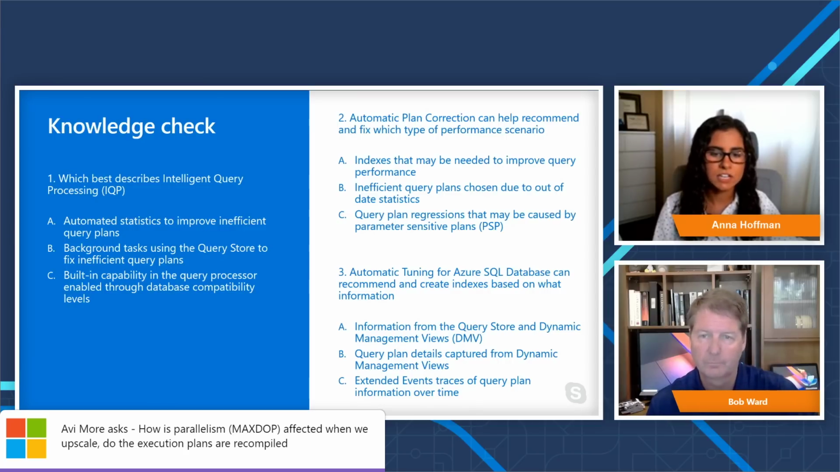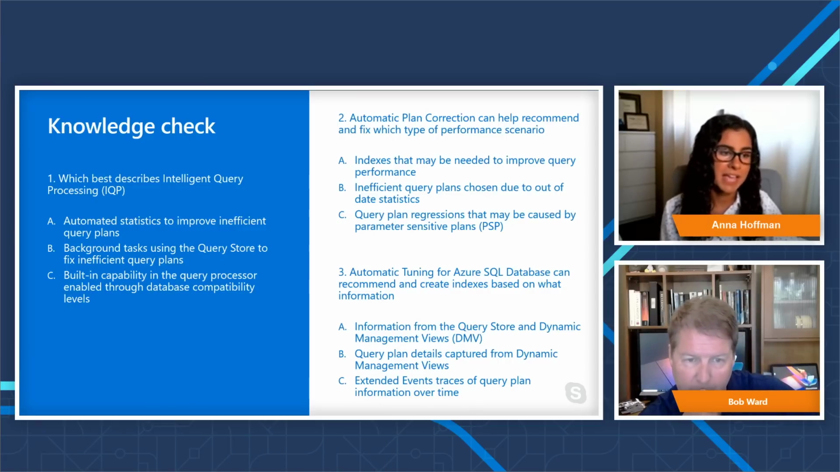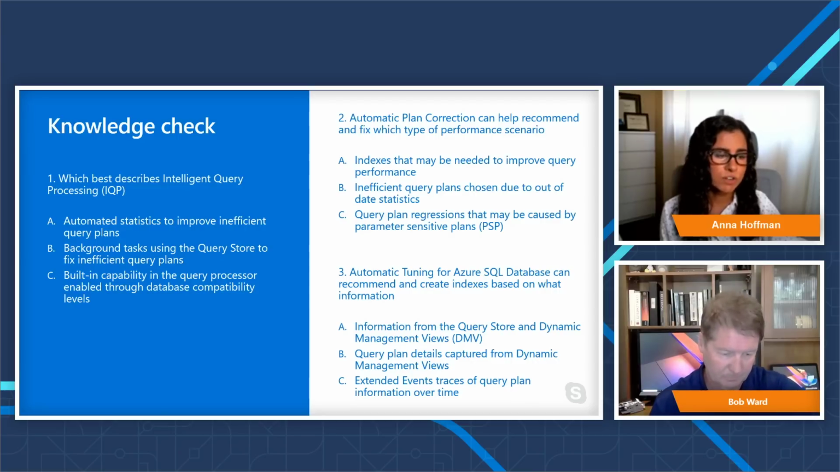Okay, so let's take a look at the questions on the page that we have for you all. The first question is, which best describes IQP? And the second question is, automatic plan correction can help recommend and fix which type of performance scenario? And finally, we're working through the things we talked about. Automatic tuning for Azure SQL Database can recommend and create indexes based on what information? So we'll give folks a few seconds to answer those questions.